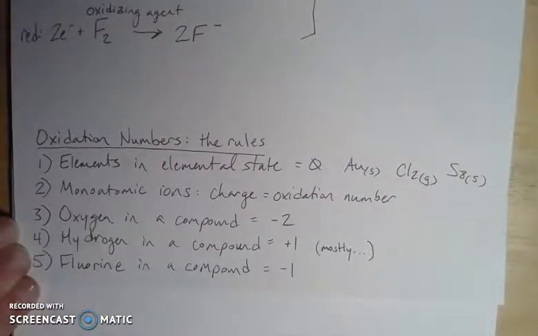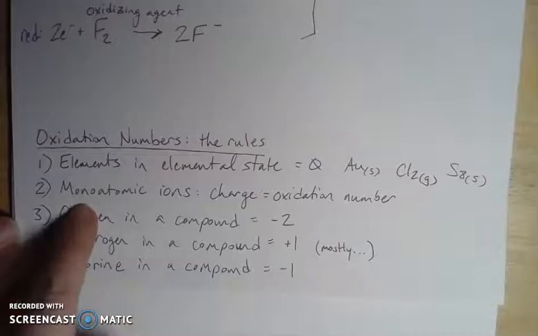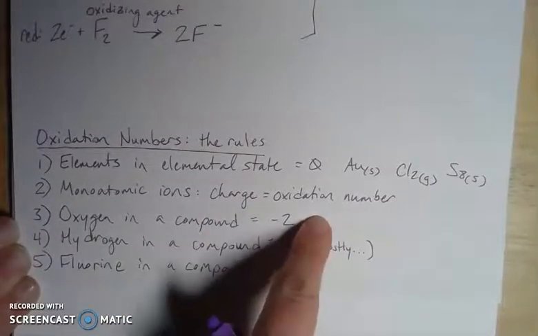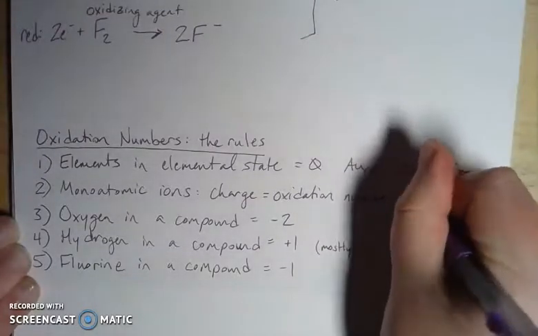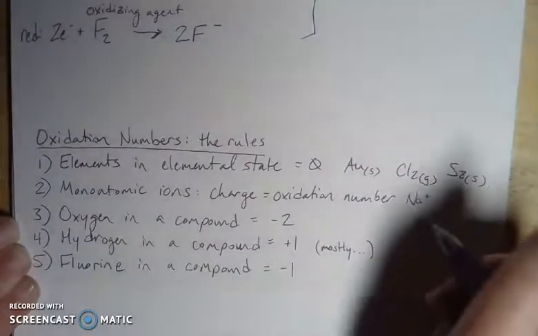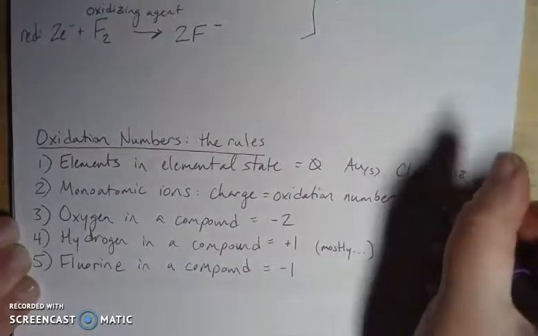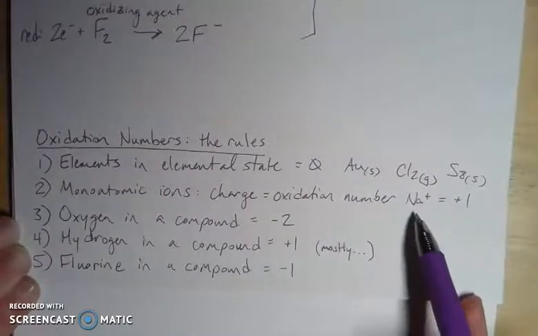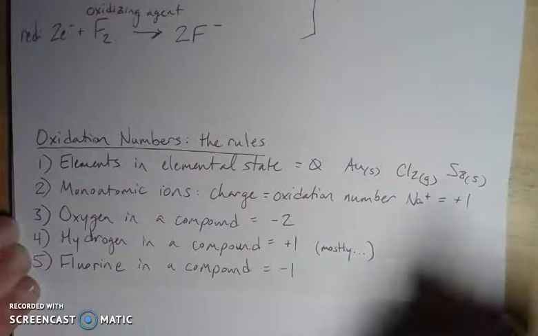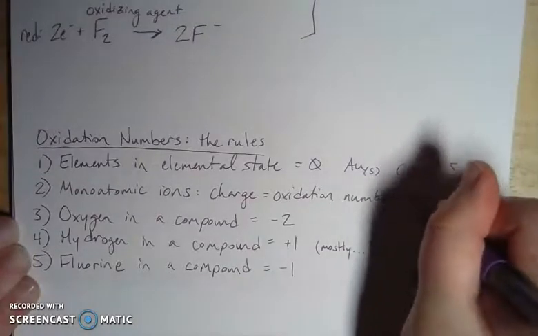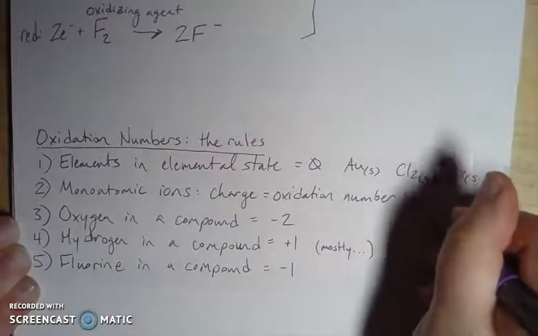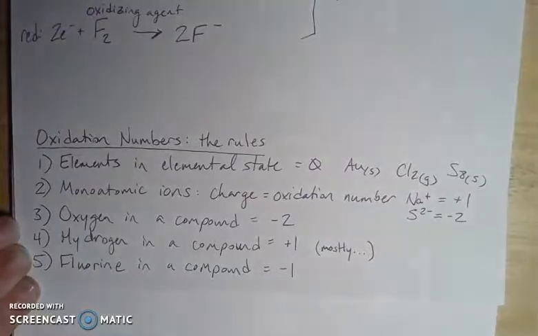Now monoatomic ions, that would be any individual atom with a charge on it. The charge of that atom is going to be the oxidation number. So if I have something like sodium, which has a +1 charge, the oxidation state is +1. Pretty straightforward for monoatomic ions: the charge is the oxidation state. And that goes for negative ions too. If I have sulfur as an ion, the sulfide ion, it's got a -2 charge, so that gives me a -2 oxidation state.